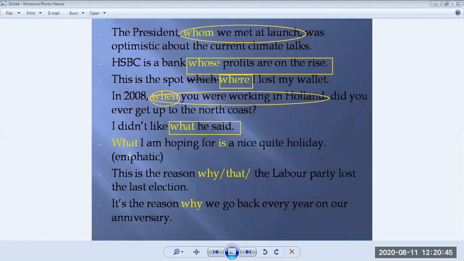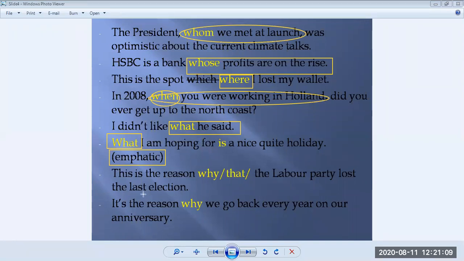What I'm hoping for is a nice, quiet holiday. Do you see that here? The emphasizing "what" comes here. When we use it in an emphatic way, emphasizing, you can use it at the beginning of the sentence. So what is a nice, quiet holiday? What I'm hoping for is a nice holiday.